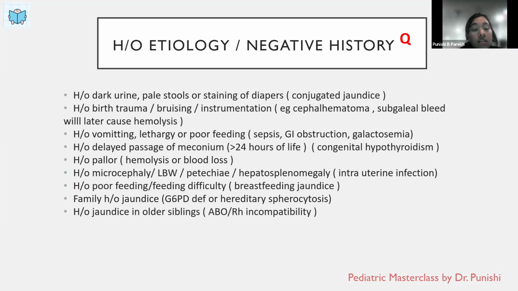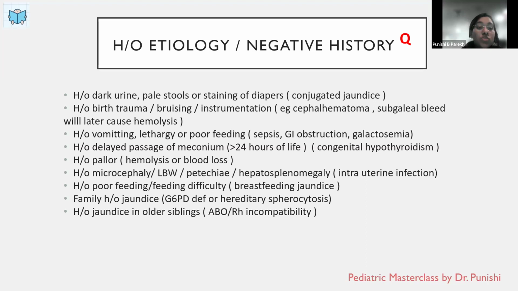History of poor feeding or feeding difficulty, we already discussed this back, but breastfeeding jaundice, when there's inadequate amount of feeding in the first few days of life, there's decreased production of meconium and decreased amount of bilirubin excreted out in the meconium, and this in turn leads to accumulation of unconjugated hyperbilirubinemia. So that's why feeding history becomes very important when you're taking a history of a newborn jaundice case. The family history of jaundice for G6PD deficiency or hereditary spherocytosis. G6PD is X-linked recessive and HS is autosomal dominant disease.